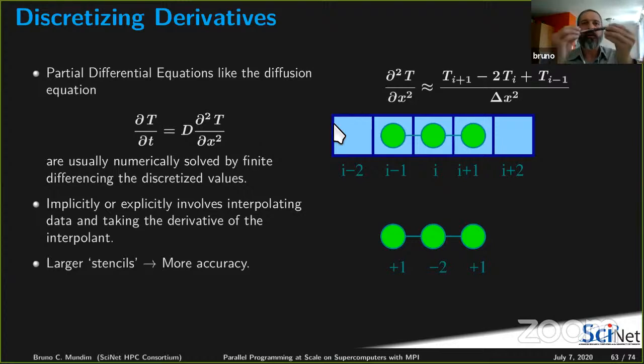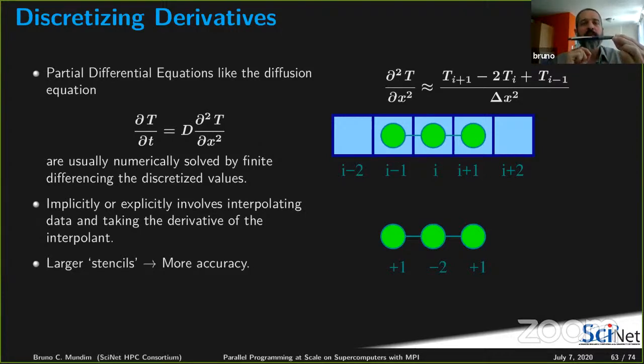So on a rod, in the real world or the world of continuous mathematics, we have infinite points along the rod. But on the computer, we cannot compute infinite points, because each point needs to be represented in memory. Each double precision floating point number takes 8 bytes on the computer. So it takes memory. You cannot have an infinite number of points.